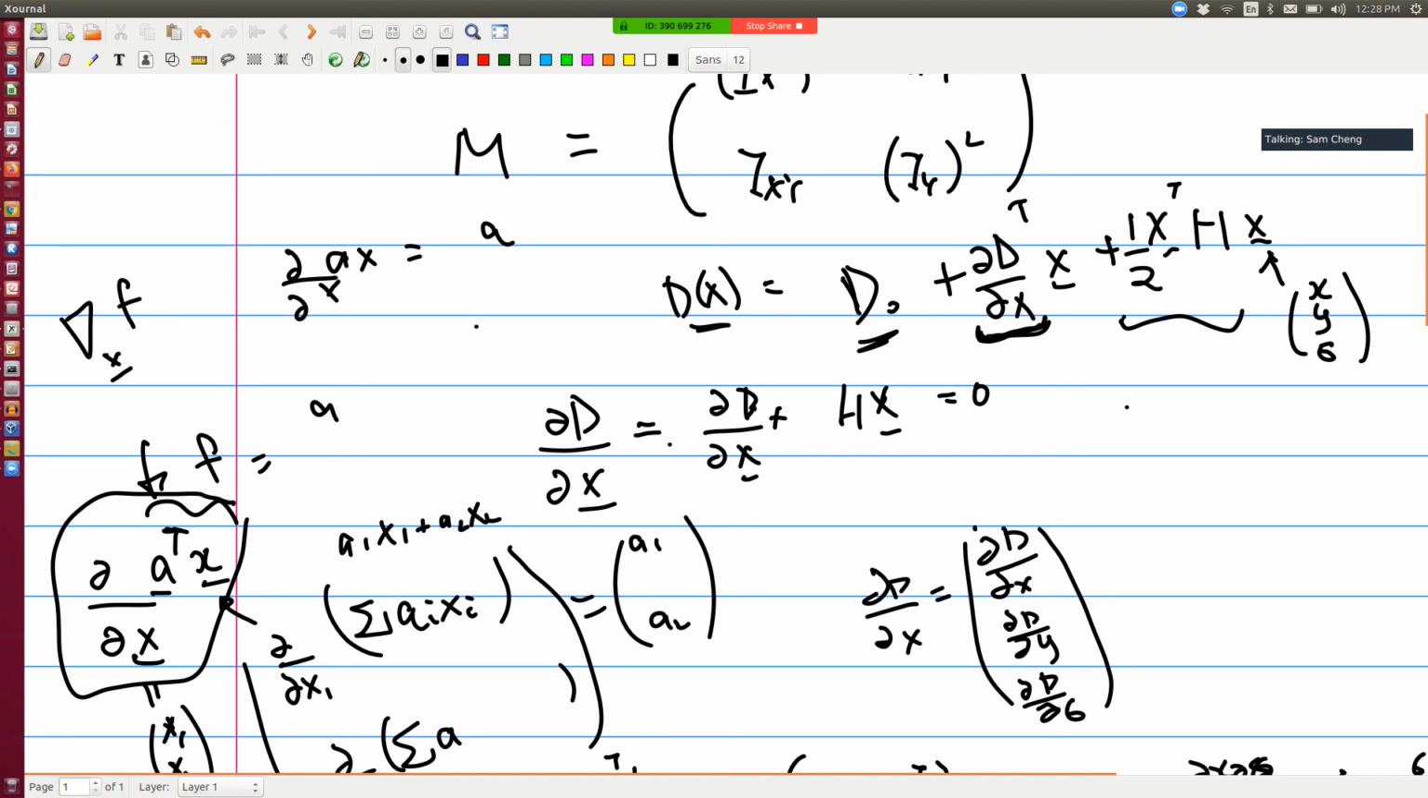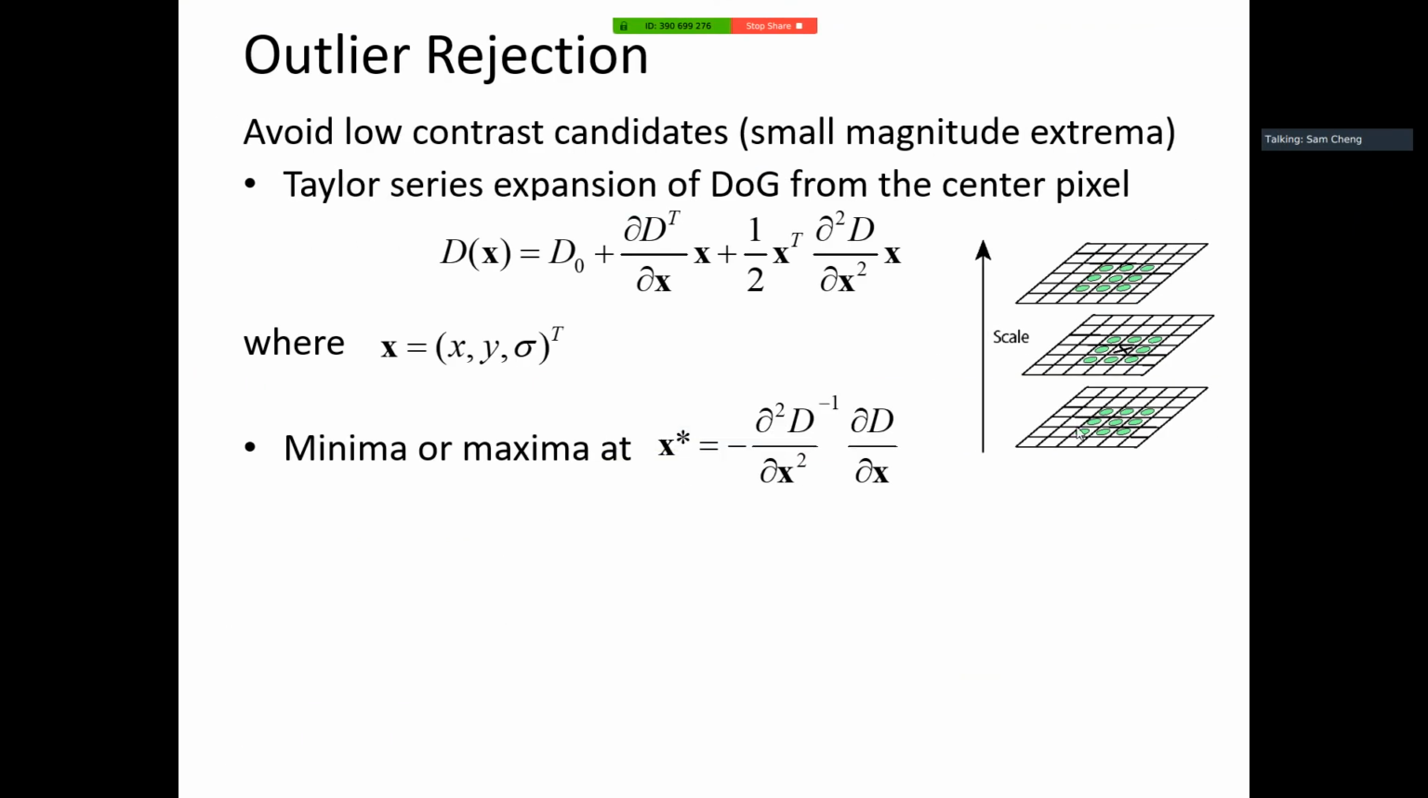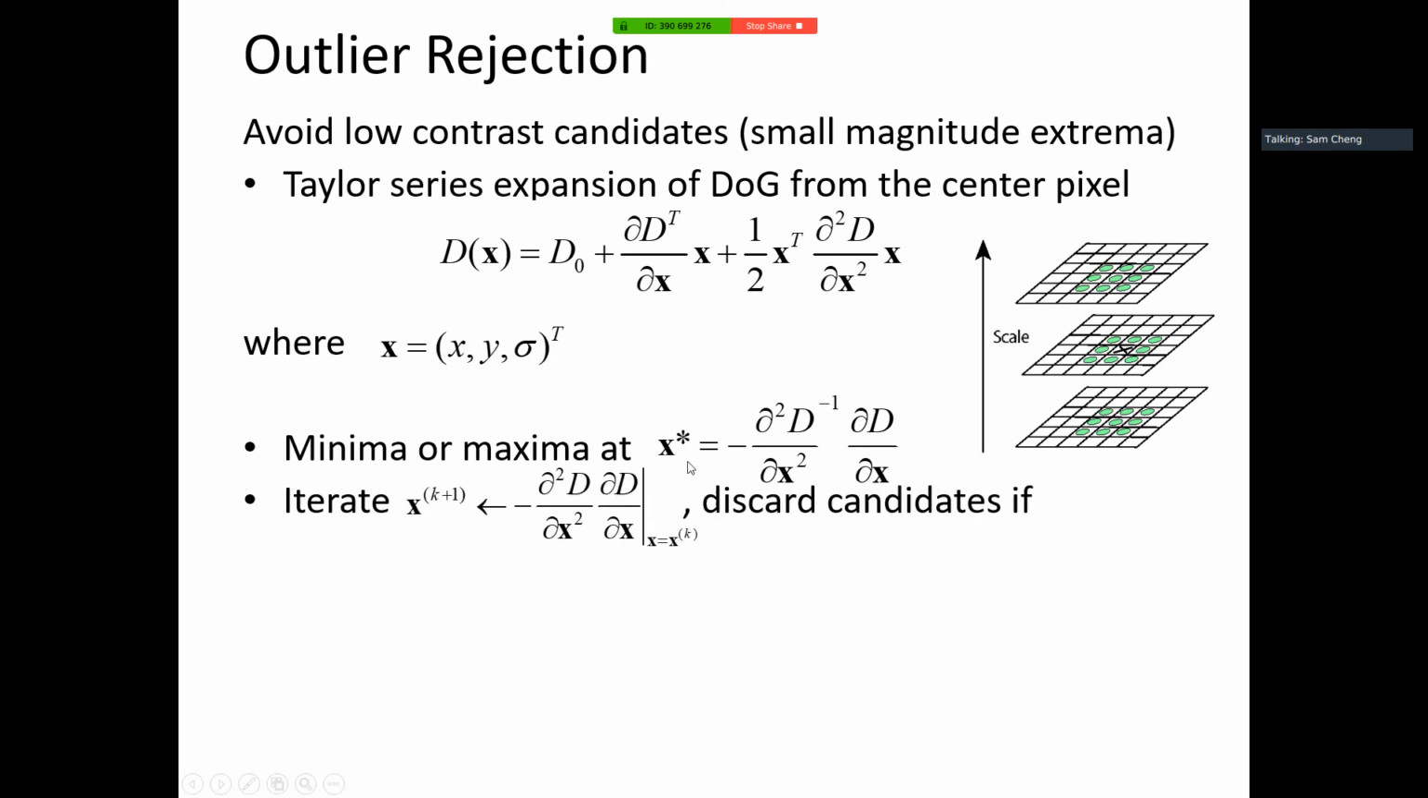So the optimum happens when this is equal to 0, right? Just like in 1D, I just want to see where the slope is equal to 0. So therefore I will get x is equal to minus H inverse times partial d partial x, because I multiply H inverse on both sides. So that's what I meant. This is the H that I just mentioned. So at this point I will have the maximum.